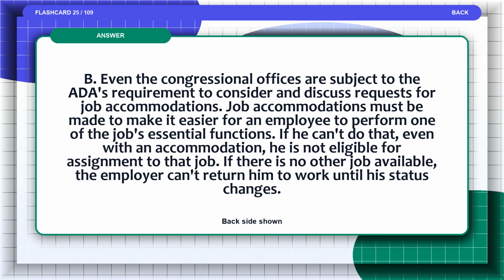Even the congressional offices are subject to the ADA requirement to consider and discuss requests for job accommodations. Job accommodations must be made to make it easier for an employee to perform one of the job's essential functions. If he can't do that, even with an accommodation, he is not eligible for assignment to that job. If there is no other job available, the employer can't return him to work until his status changes.